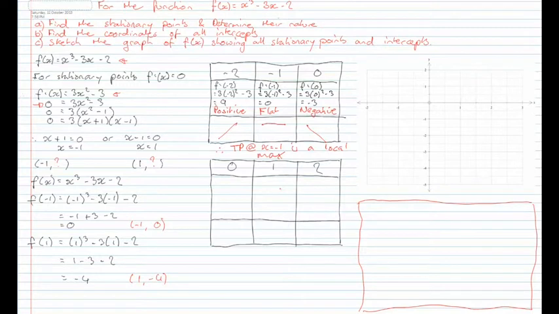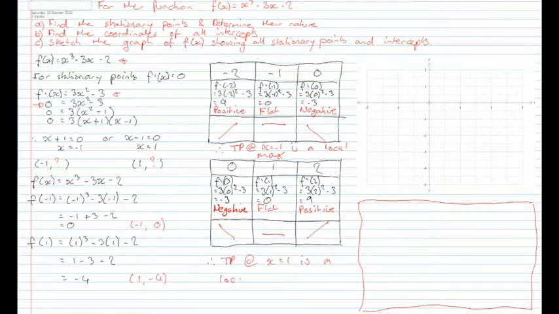Let's do the same now for the other turning point. So substituting f dash of 0 again, we end up getting negative 3, so therefore it has a negative gradient, so it's going down. Substituting x equals 1 into the how steep function, you get 0, so therefore it's flat. And then substituting x equals 2 into the how steep function, you get 9, so it's positive, which means it's going up. So therefore, the turning point at x equals 1 is a local minimum.